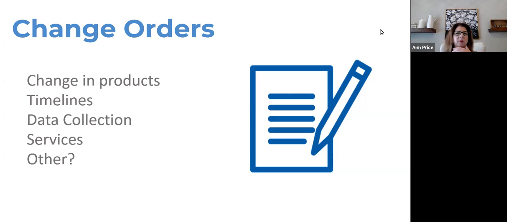You can probably brainstorm what other kinds of things they might want. That should trigger a change order for you. And a change order can be very simple. It doesn't have to be full of legalese, but per your request on such and such a date, we agree that we are going to move data collection from this time period to that time period.